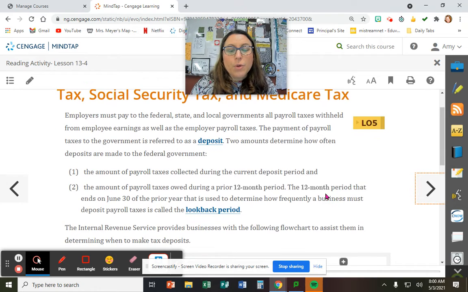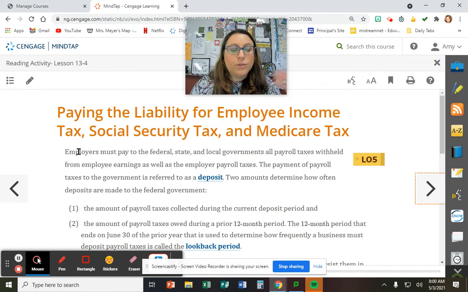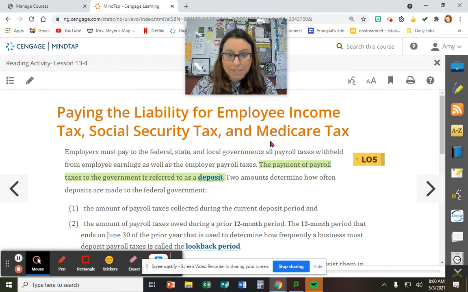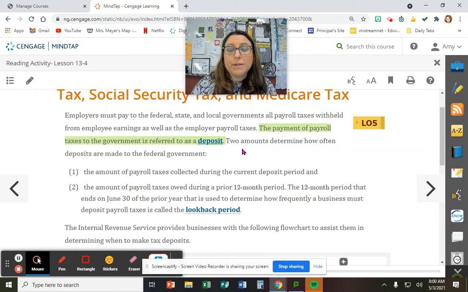So the way this works is that employers have to pay the federal, state, and local governments all the payroll taxes that were withheld from their employees' earnings. And the payment of the payroll taxes to the government is referred to as a deposit. That's one of your vocabulary words. So we're depositing the money to the government. It says two amounts determine how often the deposits are made.